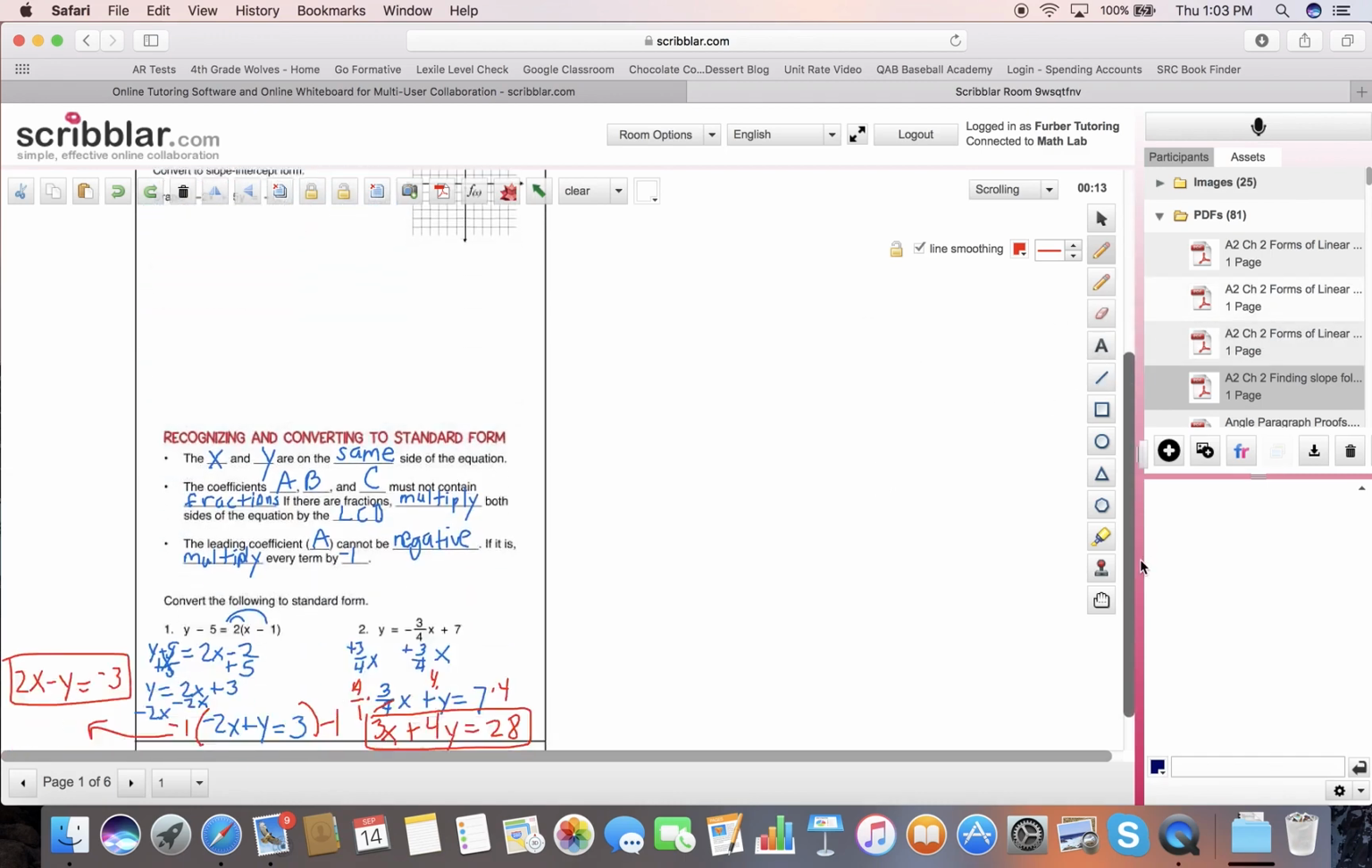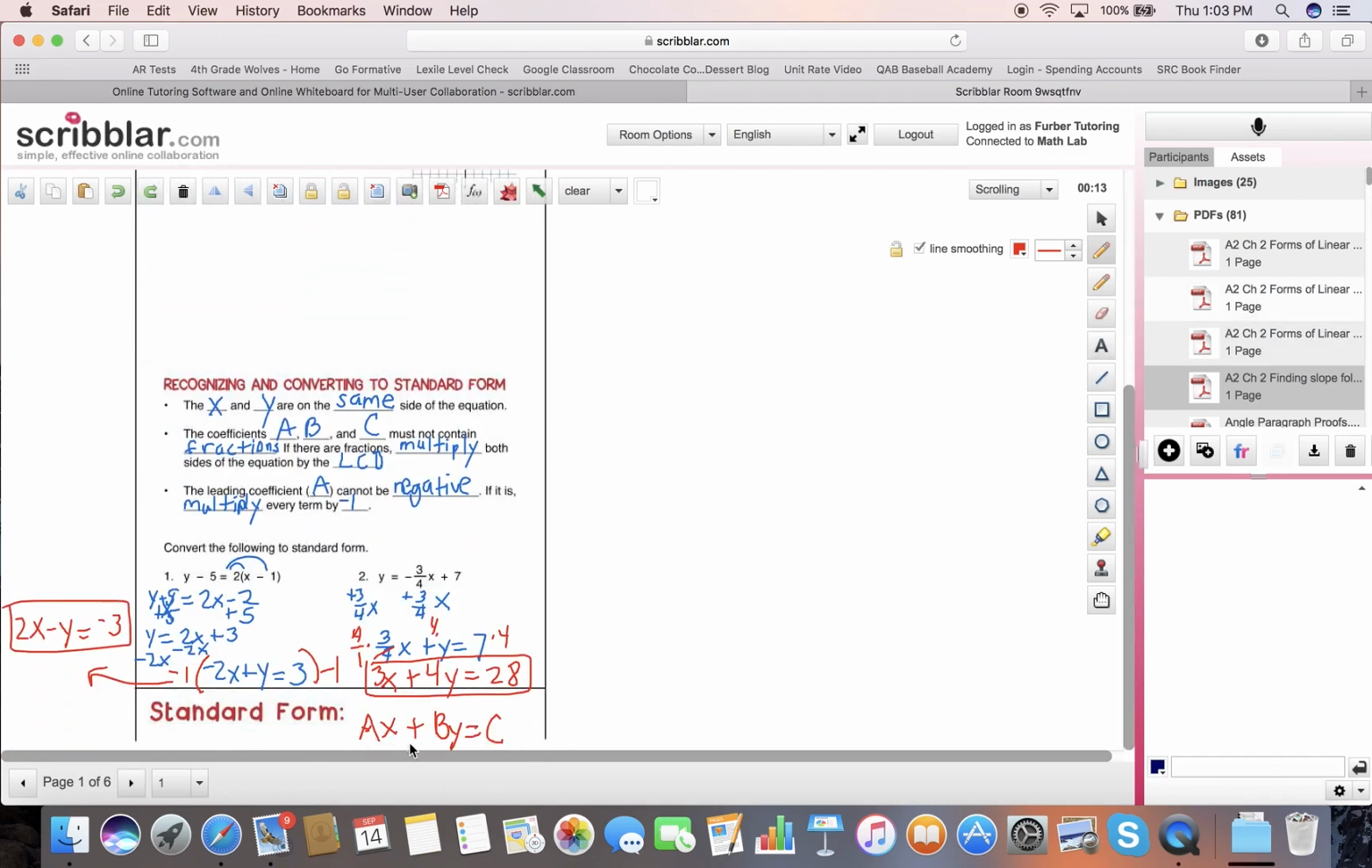And we talked about standard form being ax plus by equals c down here at the bottom on the little tab. And that just simply means that in order to understand if an equation is in standard form, you're going to look for the x and y on the same side. It's the only form of a linear equation that has the x and y on the same side.